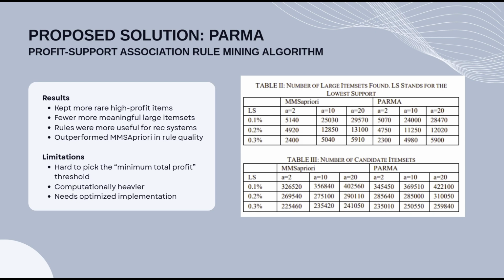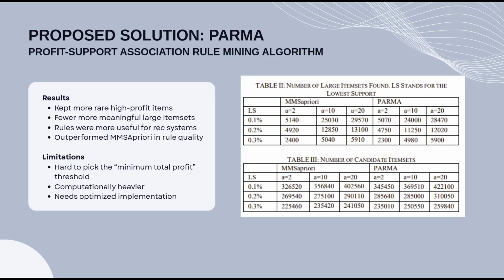The authors found that PARMA produces fewer large item sets, meaning the rules are more focused and less noisy. PARMA also generates more high-quality rules because rare high-profit items aren't being filtered out. PARMA generates more candidate item sets overall, meaning it explores more potential profitable combinations. The authors argue that this is what makes PARMA more efficient, since it directs its search toward high-value item sets rather than simply frequent ones.